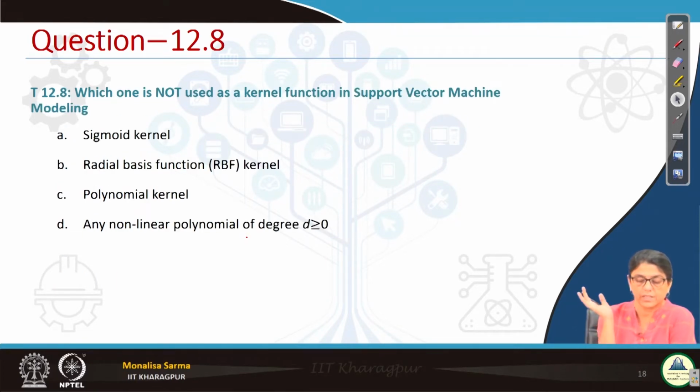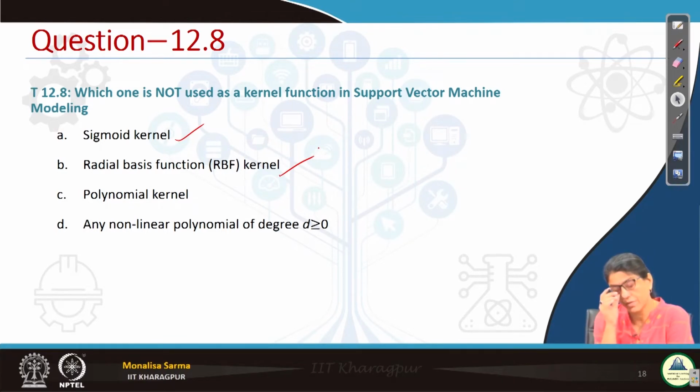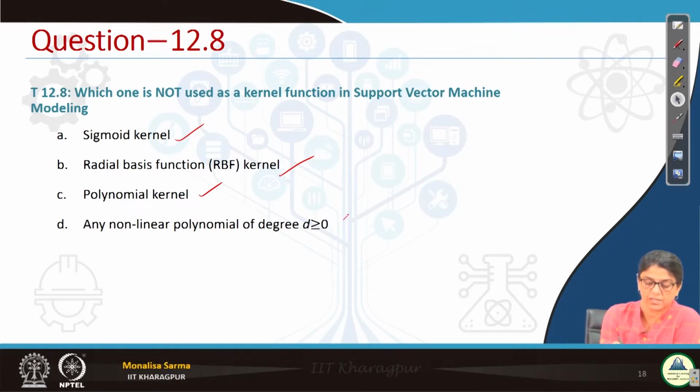Which is not used as a kernel function in support vector machine? Sigmoid kernel is used, we have seen that. Radial basis function RBF kernel is also used, we have seen that. In the table in the last lecture I have given a list of kernel functions, where the polynomial kernel also we have seen, where p, the power, is user defined. Any nonlinear polynomial definitely has to satisfy certain constraints before we can say it is a kernel function. So this is the answer.